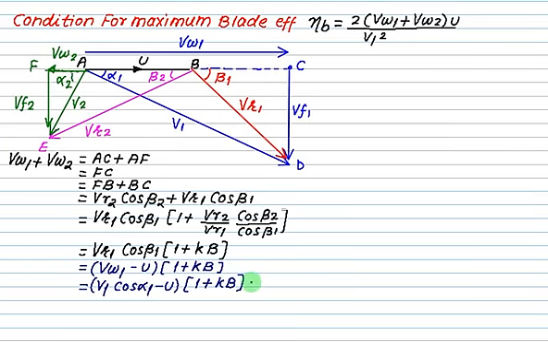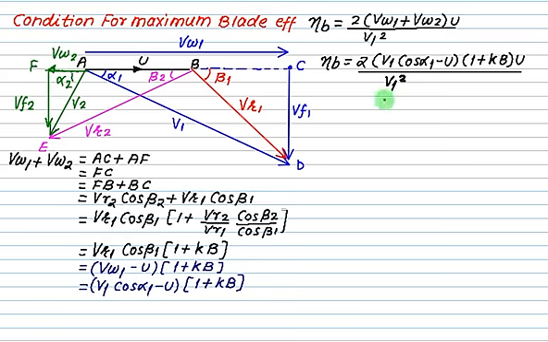So we'll put this value in the equation of eta b. So eta b becomes 2 times (v1 cos alpha 1 minus u) into (1 plus kb), multiplied by u, and the whole thing is divided by v1 square. This is represented normally by the letter rho, which is basically u by v1.